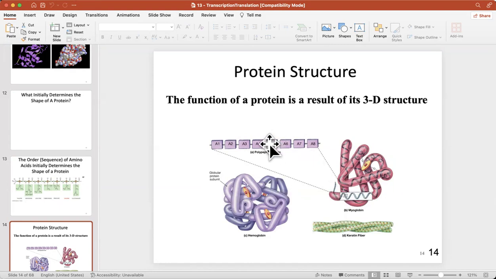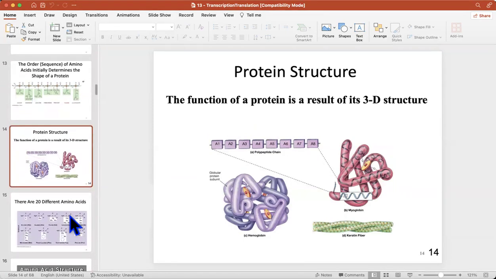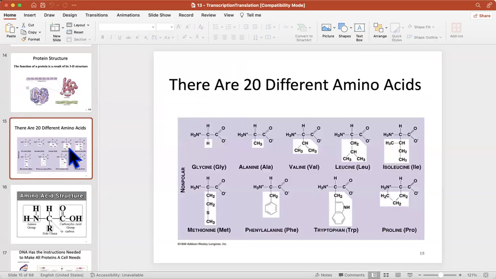So if the amino acid sequence is wrong, then the protein structure will be wrong. And then today's topic: what decides the 1D structure of the amino acids? That's the DNA structure. So if the DNA is wrong, eventually the amino acids will be wrong. So that's the key concept before we start.